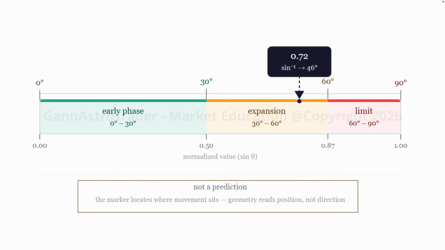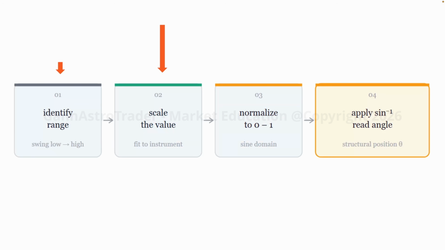Now let us bring this into trading. In trading, the usefulness of sine inverse is not that it magically predicts the market. Its usefulness is that it gives you a way to reinterpret price movement geometrically. First, you take a meaningful range, usually from a clear swing low to swing high or swing high to swing low. Then you normalize that range so it becomes suitable for angular conversion. After that, applying sine inverse gives you an angle that represents the movement in geometric terms. That angle can then be treated as a structural reading of the market rather than just a raw price measurement.